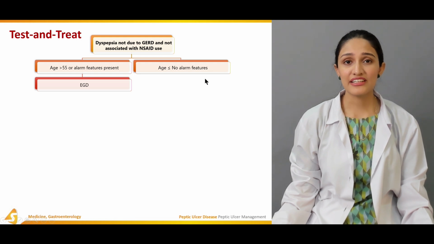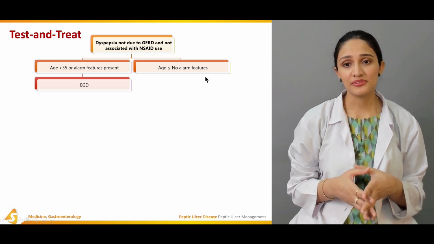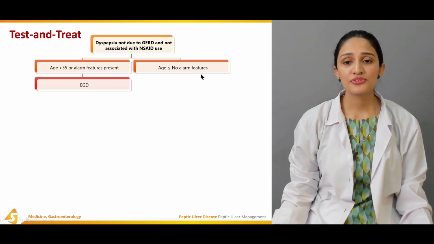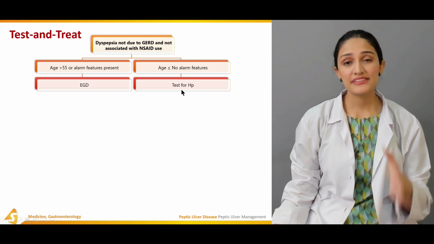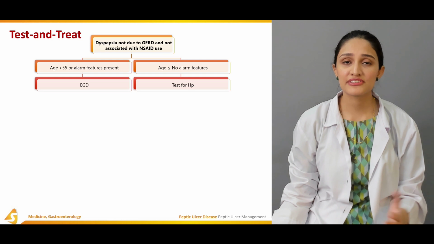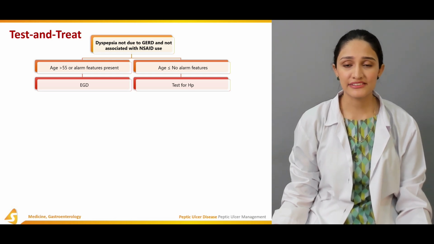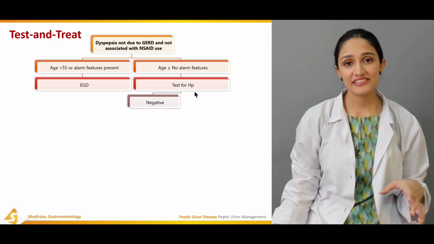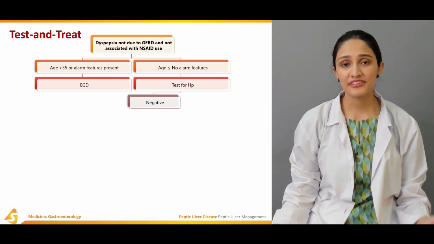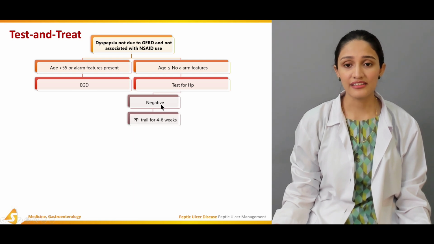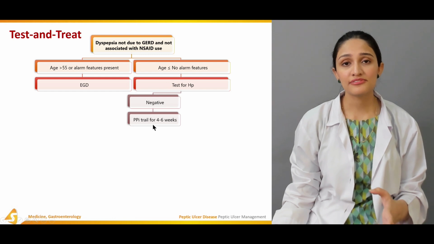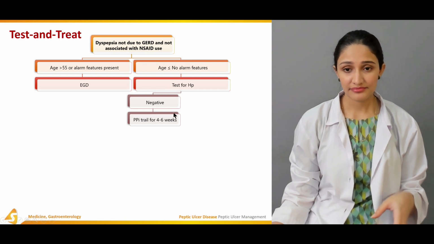Other than that, if the age is less than 55 years old and the patient does not present with any of these alarm features, the next step would be that we test the patient for Helicobacter pylori infection, as Helicobacter pylori infection is one of the major causes of peptic ulcer disease. If the test comes back with a negative result, the patient is given a proton pump inhibitor trial for around 4 to 6 weeks.